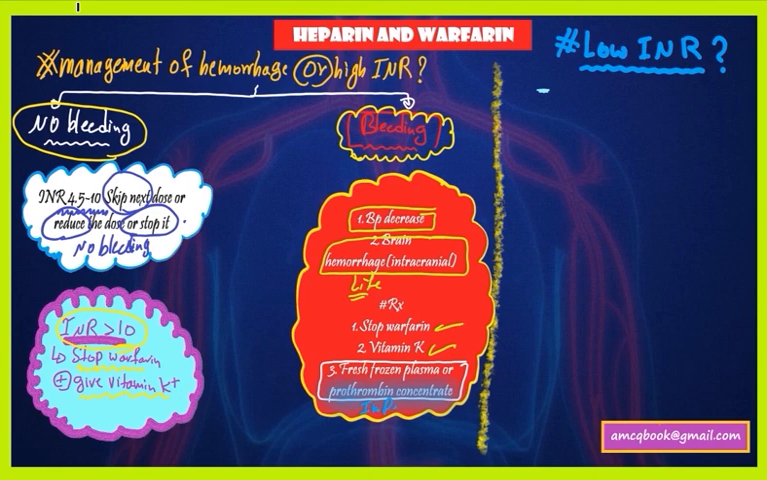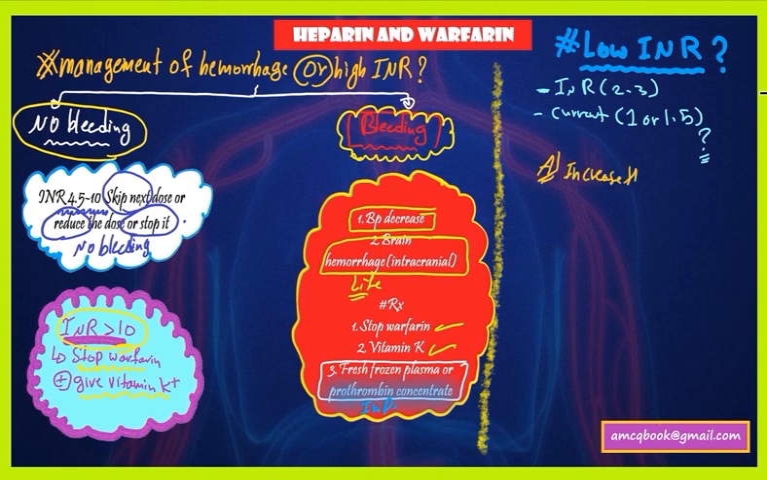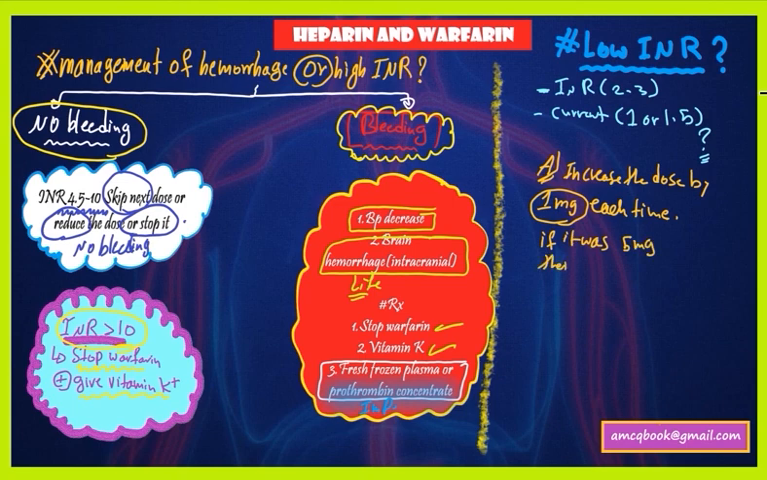Now, how to deal with low INR? Suppose the patient has a condition that needs a target INR of 2 to 3, for example, and the current INR of the patient is 1 or 1.5, so it's below the target. How to deal with that? The next step is to increase the dose by 1 milligram each time. Suppose that the patient is taking 5 milligrams of warfarin, so make it 6, and then check the INR level again after maybe 1 week. So increase the dose by 1 milligram each time.